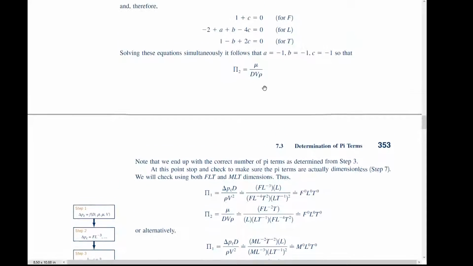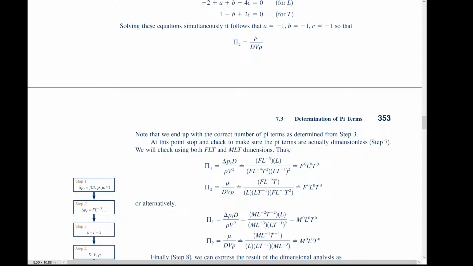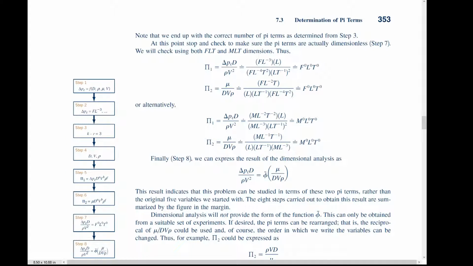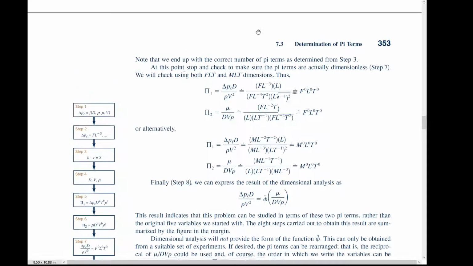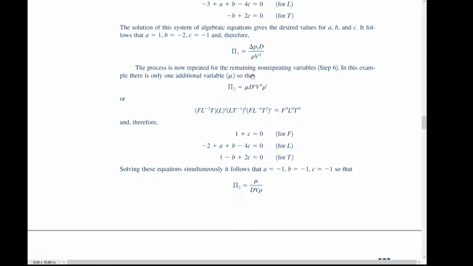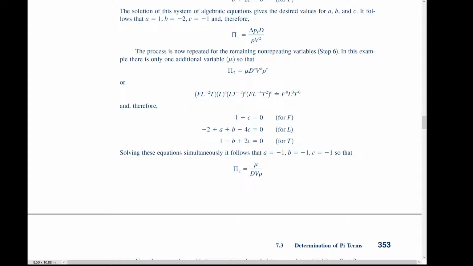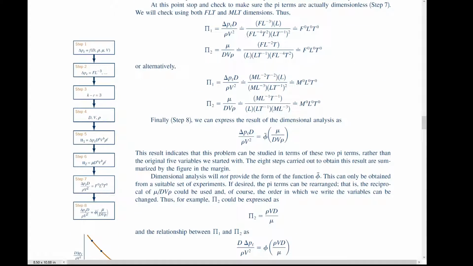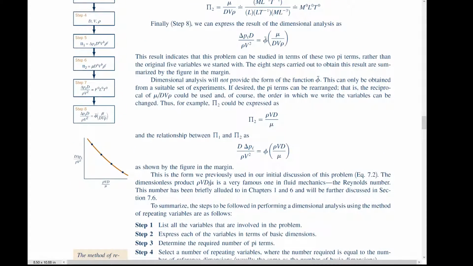And we got a mu over dv rho there, right? Can you see what I'm doing? Yeah. And then delta p sub L d over rho v squared. So pi 1 equals phi of pi 2, right? As a function of pi 2.